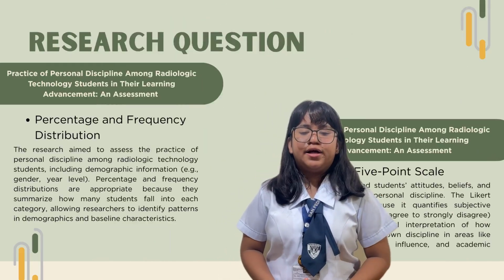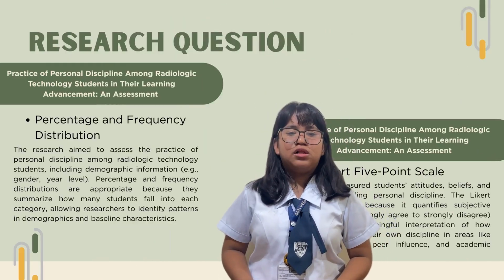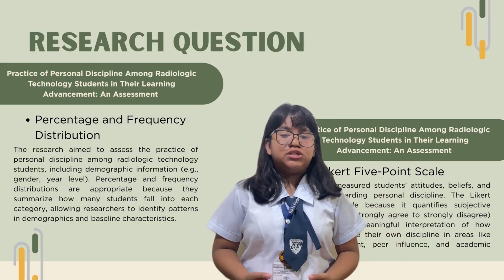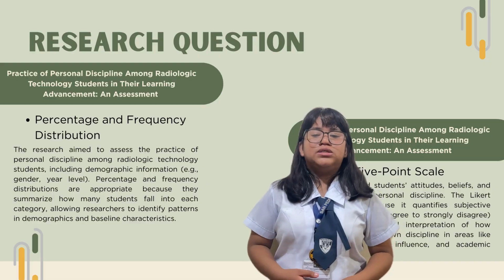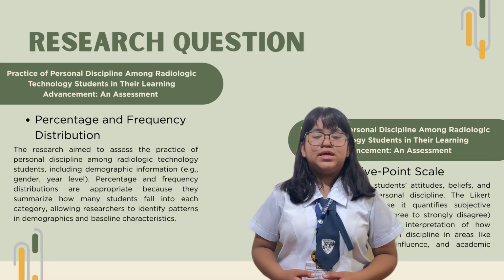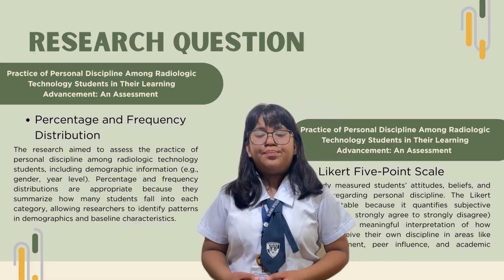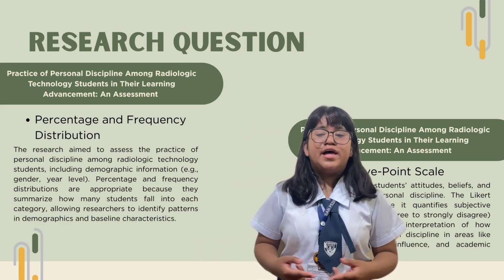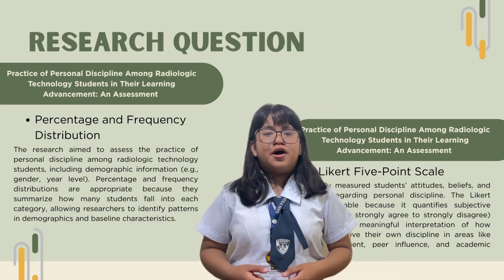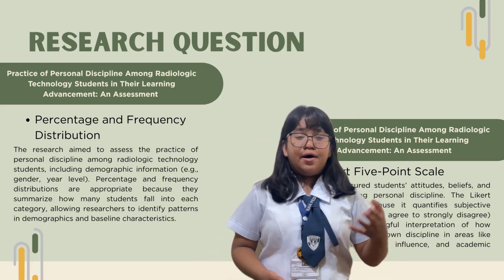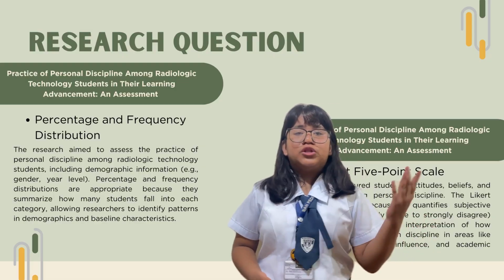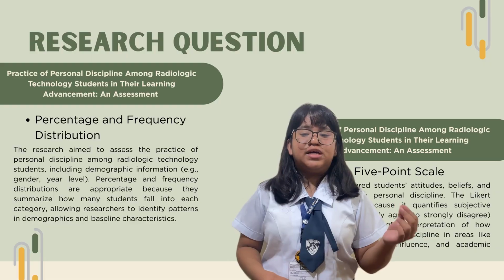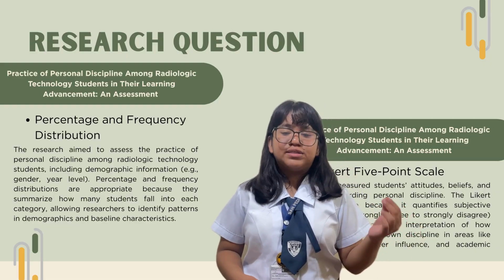So in the second article, the practice of personal discipline among radiologic technology students in their learning advancement, we have percentage and frequency distribution. First, the researchers used the percentage and frequency distribution. These tools helped describe the students' demographic profile, including gender and year level. For instance, out of 70 students, we have 40 female and 30 male, which is 57% and 43% respectively.